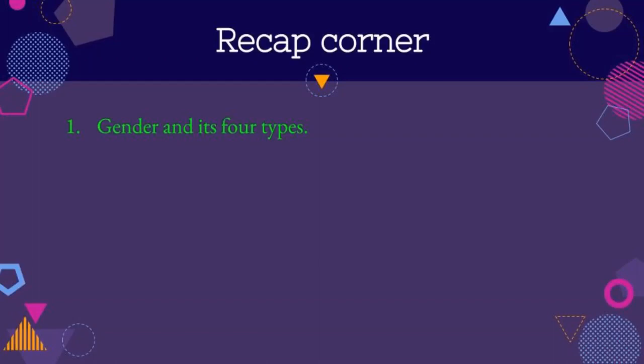The next thing is that gender nouns can be divided into four types. How many types? Four types. They are masculine gender, feminine gender, common gender, and neuter gender. Masculine gender means a noun which refers to male persons and male animals. What do you mean by masculine gender? A noun which refers to male persons and male animals is known as masculine gender. For example, boy, grandfather, father, uncle, lion, fox, etc.